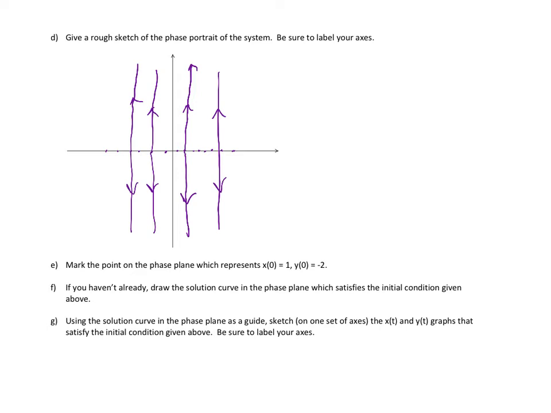All right, and then it says, mark the point on the phase plane that represents x of 0 equals 1, y of 0 equals -2. So that's an x and a y coordinate. So 1, -2 would be about right here. And if you haven't already, draw the solution curve in the phase plane that satisfies the initial condition. So we have already, because it's right on this purple line here, but that is the solution.